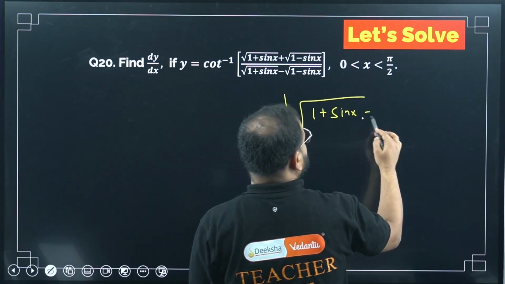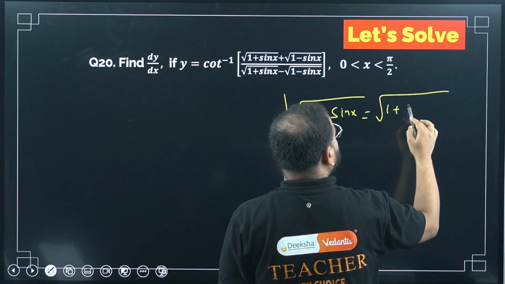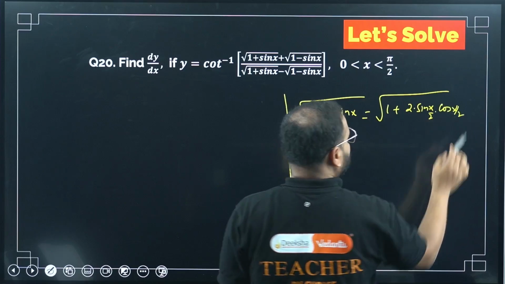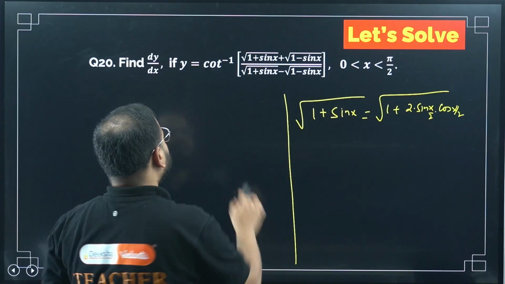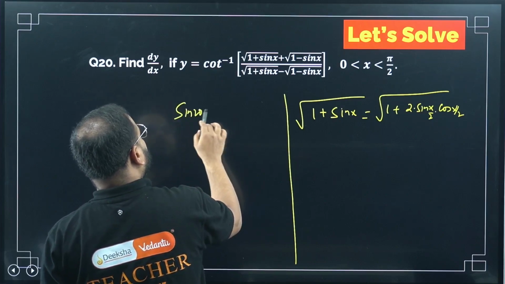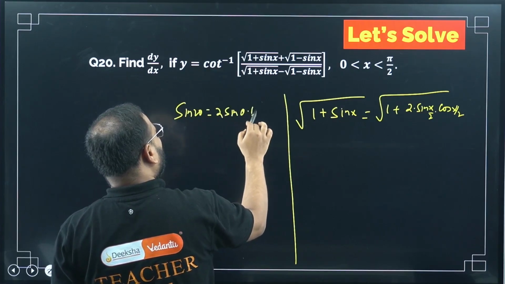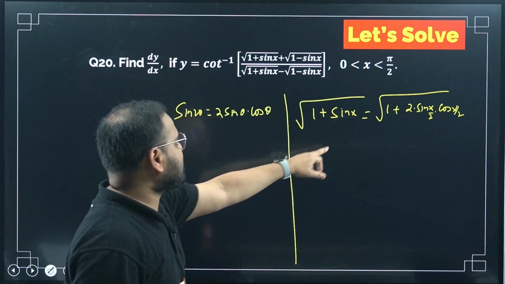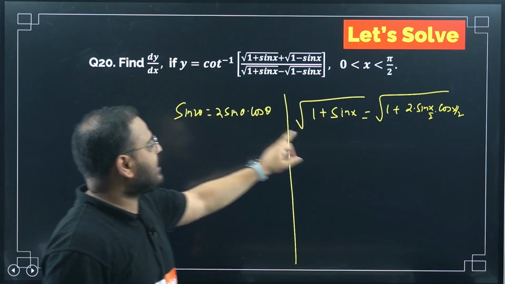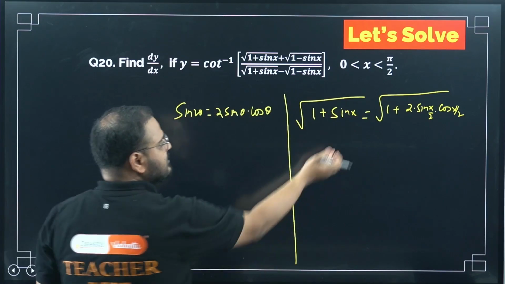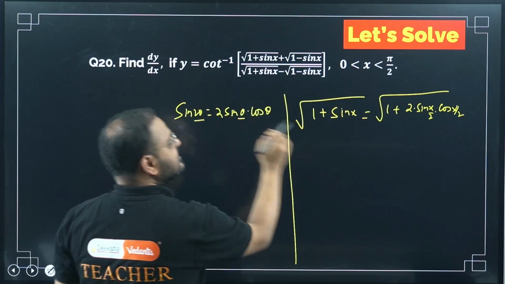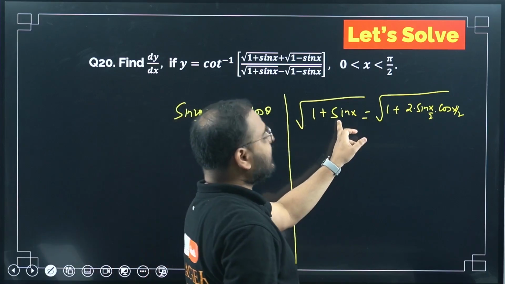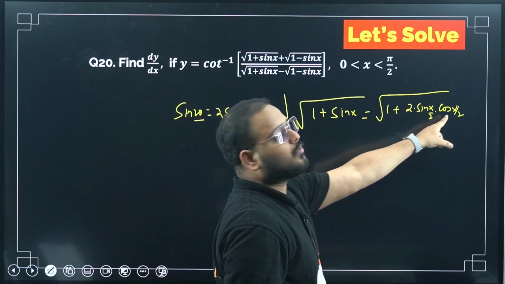I can write this as, please understand this, 1 plus 2 sin x by 2 and cos x by 2. How, sir? The sin 2 theta formula. Remember this formula? Sin 2 theta equals what? 2 sin theta cos theta. So there is no sin 2 theta here, but if I replace x by 2 theta, then I can write theta as x by 2. Same thing I've done. So sin 2 theta becomes sin x, and this I'll get as 2 sin x by 2 and cos x by 2.